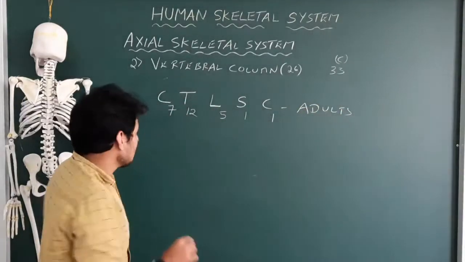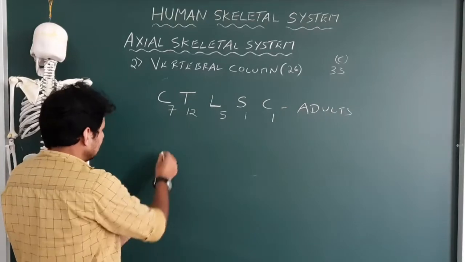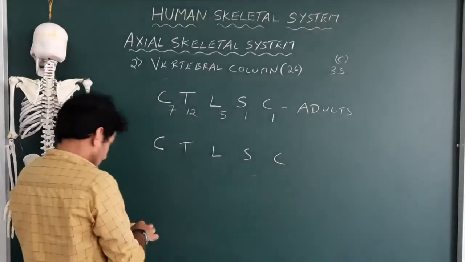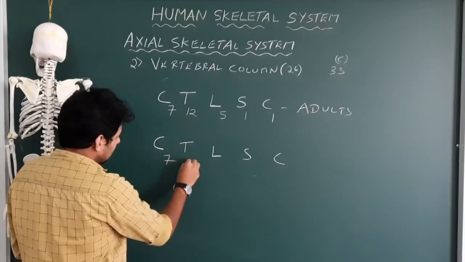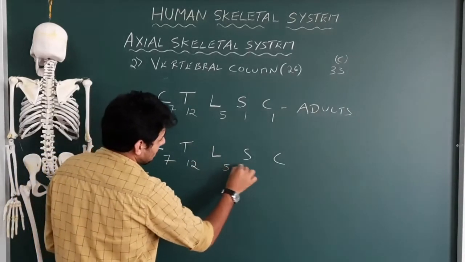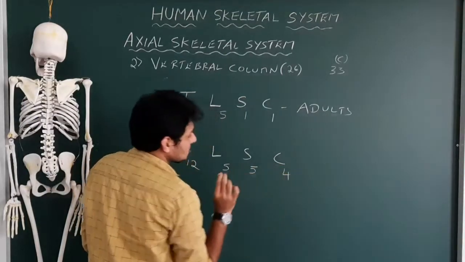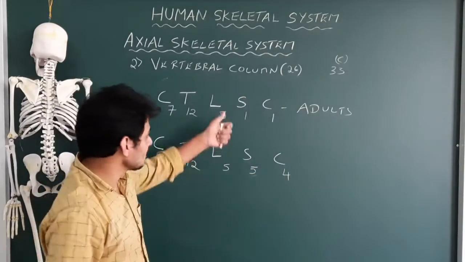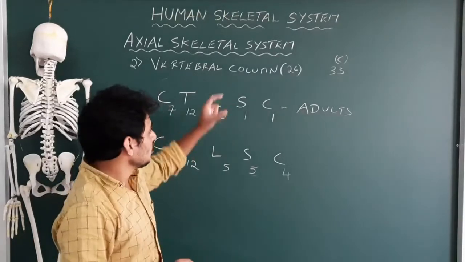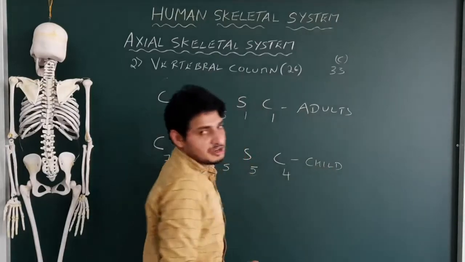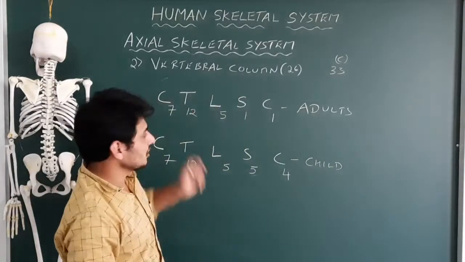Okay, so what about in a child? So again, city, life is super cool. Here let me retain the same number. Okay, this one is same, this one is now not 1, 5, in this case 4, so total 33. Done. So this is the formula of the vertebral column in a human adult, and this is in a child. Okay, so very important, don't forget this. So we are done with the vertebral column.